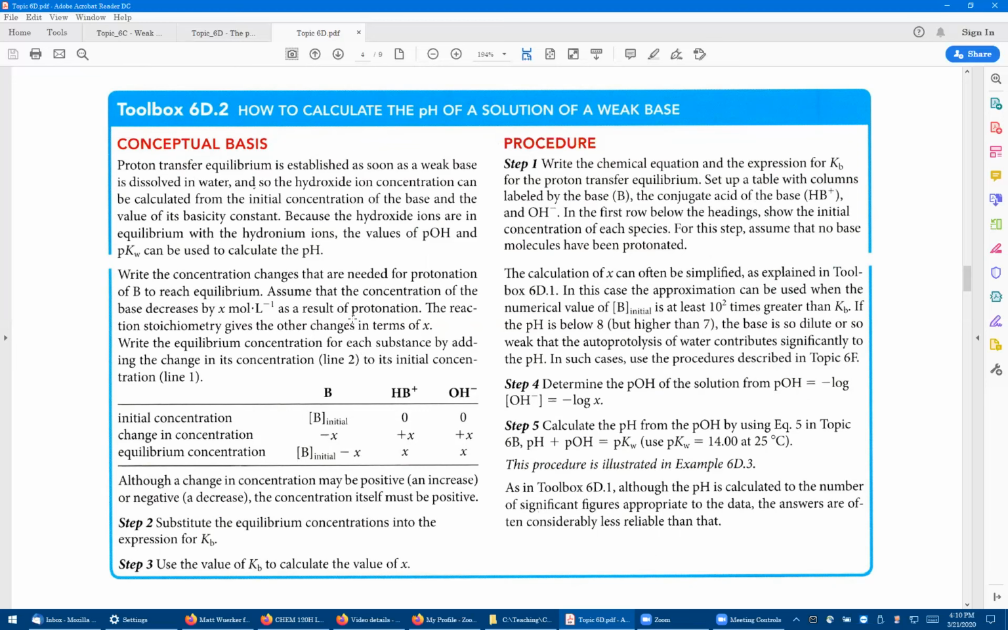In this case, it will be a Kb rather than a Ka. And what we're going to get is not the hydronium ion concentration, but the hydroxide concentration. But knowing the hydroxide concentration, we can easily determine the hydronium ion concentration by knowing Kw. And so we'll see that in an example that we'll do right now.